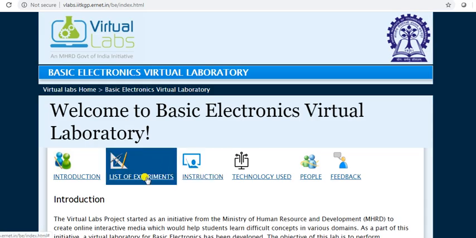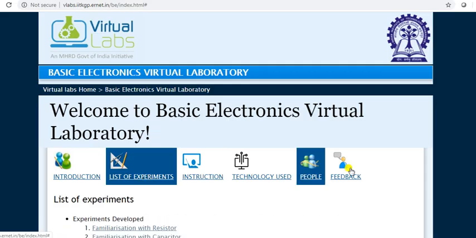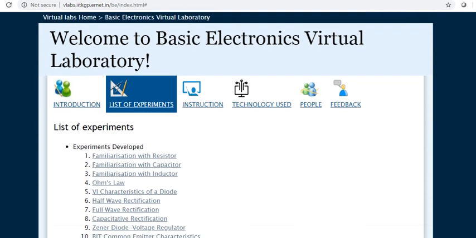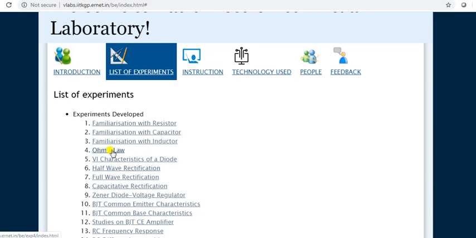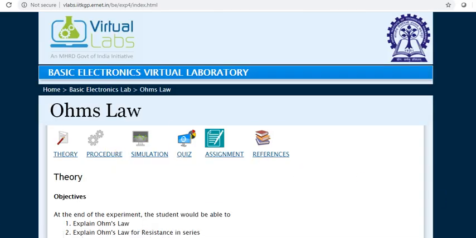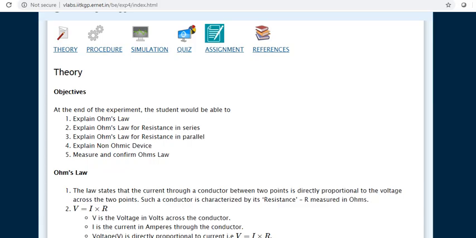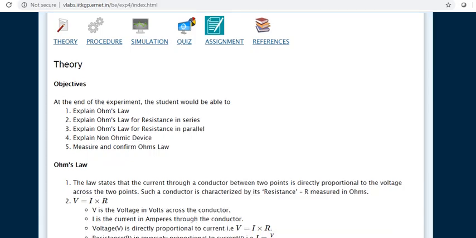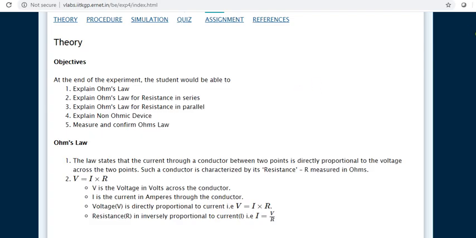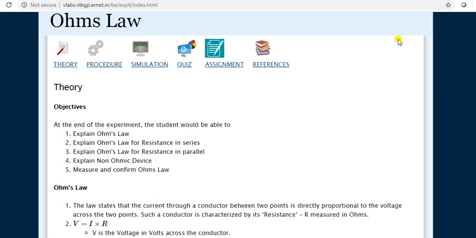Today we will learn the practicals related to basic electronics. So go to list of experiments. First practical that we will simulate is Ohm's law. You can learn the theory about Ohm's law from here. And the objective of this practical is that at the end of experiment the student would be able to explain and measure Ohm's law.